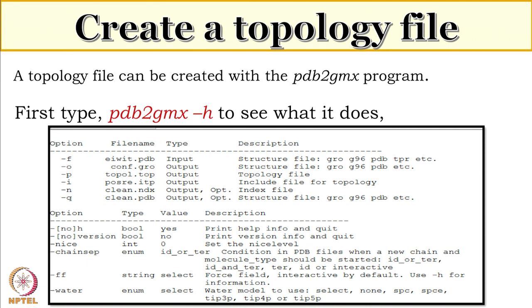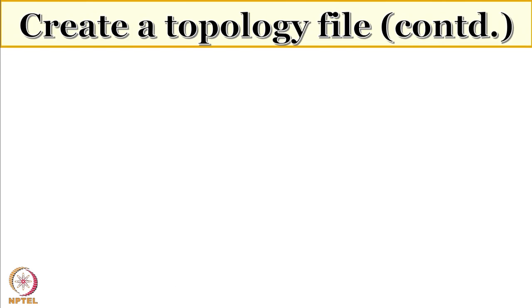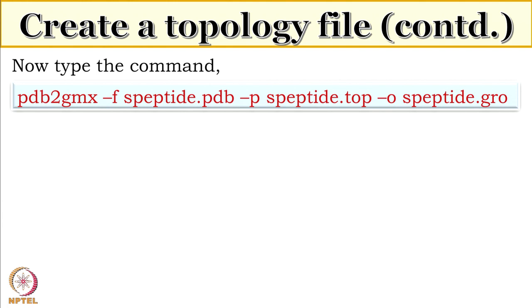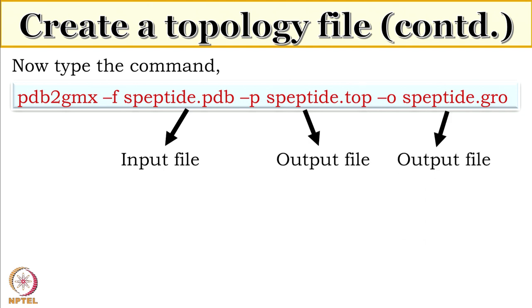Now we'll type the command pdb2gmx -f speptide.pdb, which is my input file, then -p speptide.top, the topology file for the peptide, and -o speptide.gro, which is the GROMACS structure file. So speptide.pdb is my input file, and speptide.top and speptide.gro are my output files.